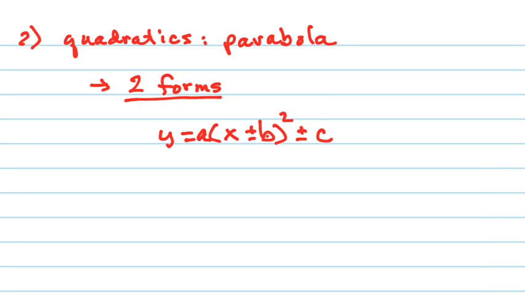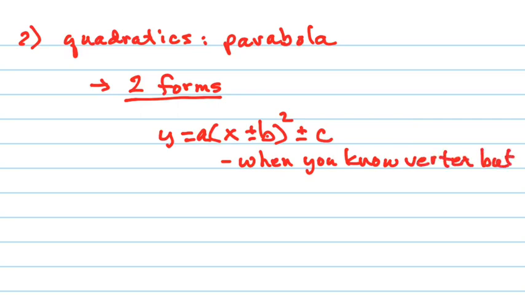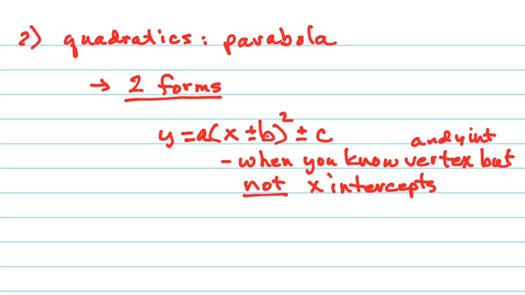And this one is used when you know the vertex, but not the x-intercepts. So you usually know the vertex and the y-intercept. Remember, they were pretty nice to you. You knew the vertex and the y-intercept, so you could plug it into this formula.